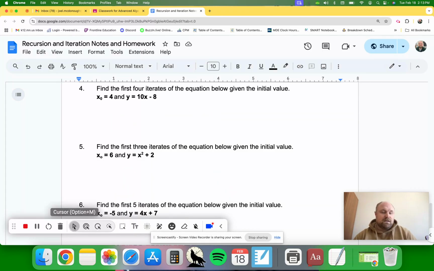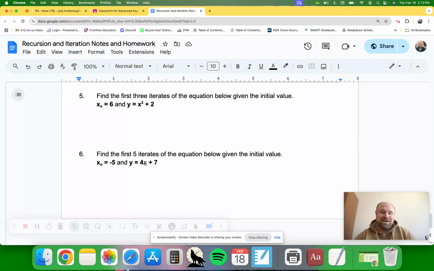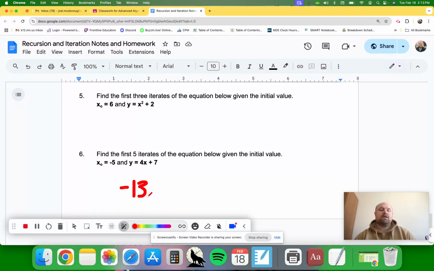And then this last one, I want you to try on your own. But the idea is you're going to start out by plugging in -5. So 4 times -5 is -20. -20 plus 7 is -13. So -13 ends up being your first number. And then you're going to continue to plug this number into here for your next one. And then whatever number you get here, you're going to plug that one into here to find your next one. You do that for the first... and this one says find the first 5. So that is recursion and iteration.